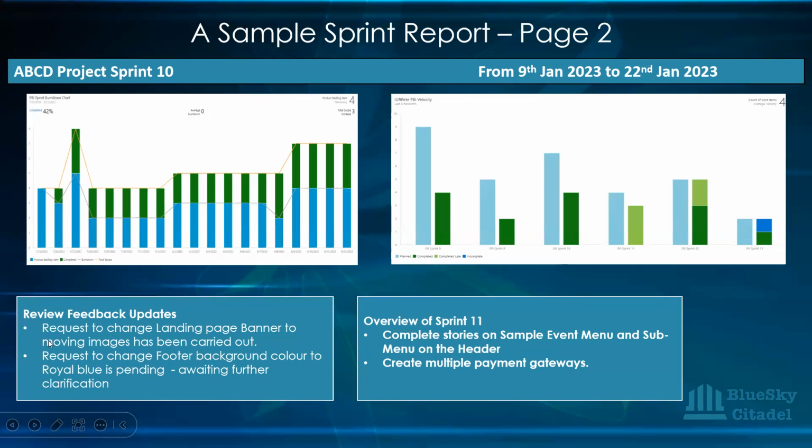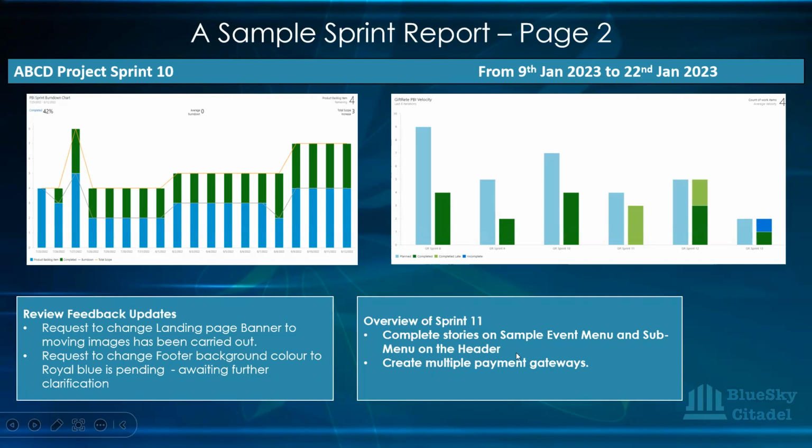So prior, there was feedback given for a sprint review that was done, and you can see the update the team has given on what they've done in the current sprint. It says request to change landing page banner to moving images has been carried out. Request to change footer background color to royal blue is pending, awaiting further clarification. So maybe they're waiting for the particular royal blue. There are different royal blues now. They're expecting that color code to come from the client. That's why we are waiting for that clarification.